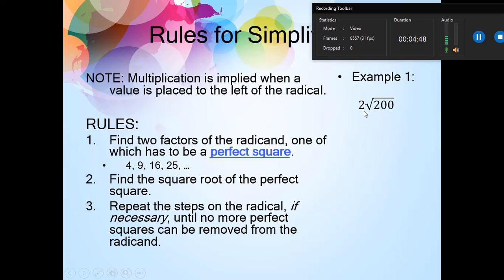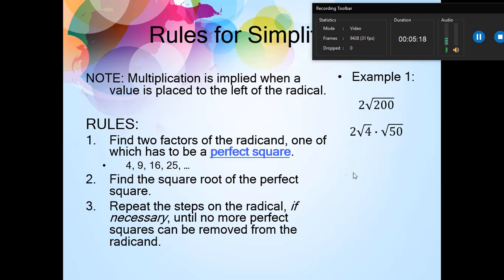So let's treat this example as number 1. I'm looking for 2 numbers that multiply to 200. One has to be a perfect square. There are a couple different options, so I'm just going to pick one option. I know that 4 will divide in, so I'm leaving the coefficient of 2 in front, but I'm separating the 200 into radical 4 and radical 50. That's still 200. I always put my perfect square in the front.